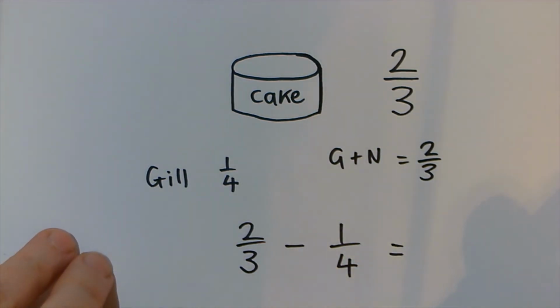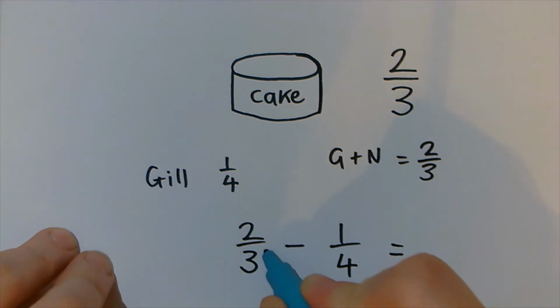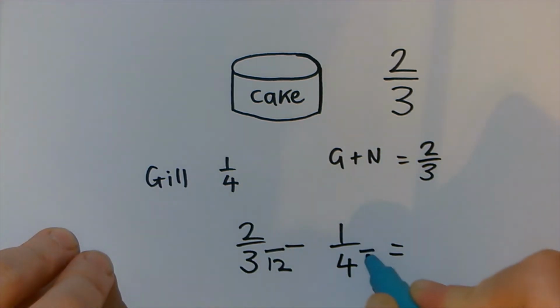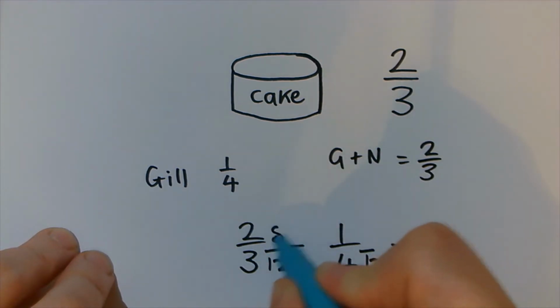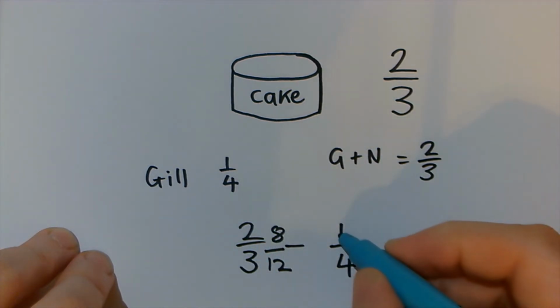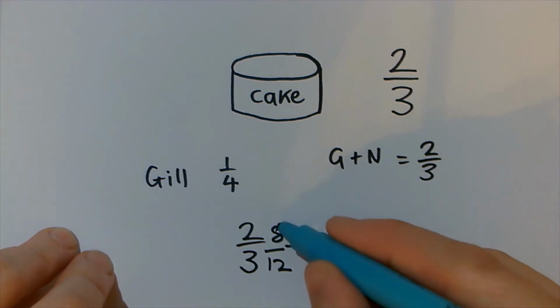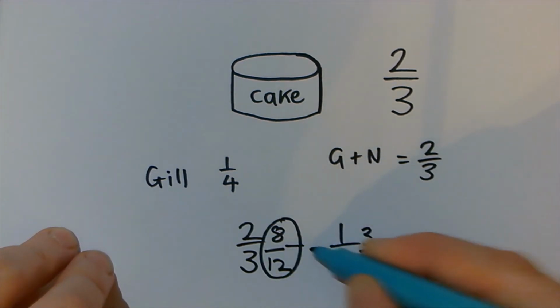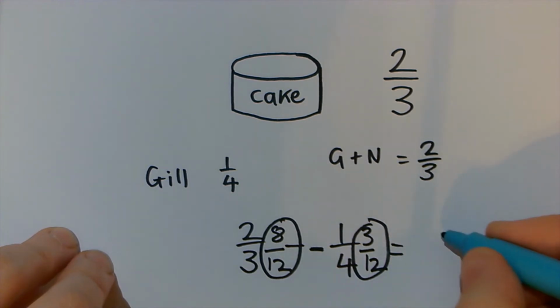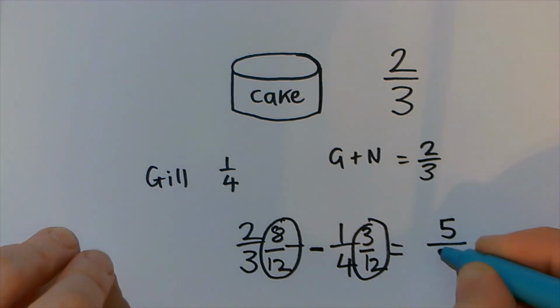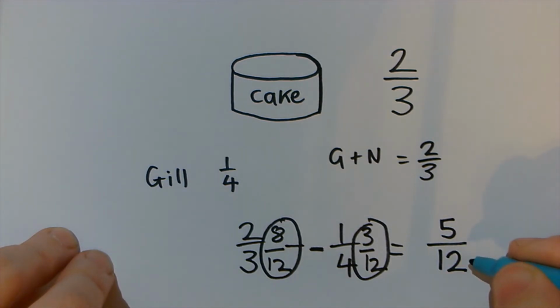So we've got to remember our fraction rules. You must always have the same number on the bottom, common denominator. So 3 and 4 both go into 12. So I'll put this one out of 12 and this one out of 12. Times by 4, times 4 is 8, times 3, times 3. So I've now got 8/12, take away 3/12, and that gives me 5/12. So Nancy ate 5/12 of the cake. Well done if you got that.